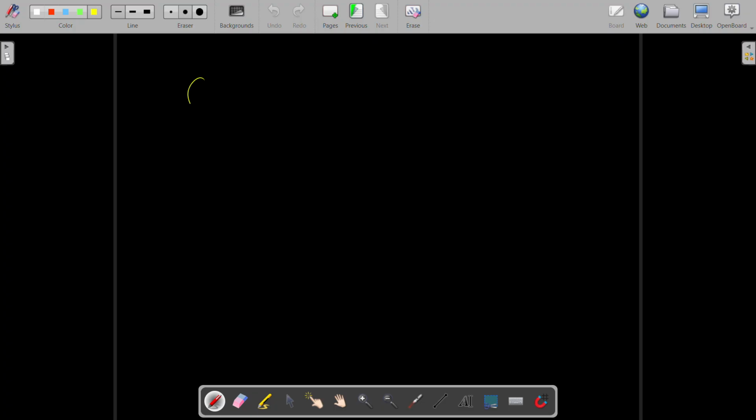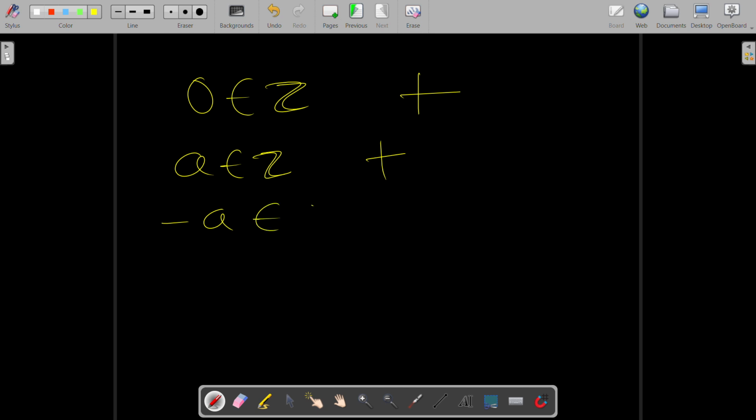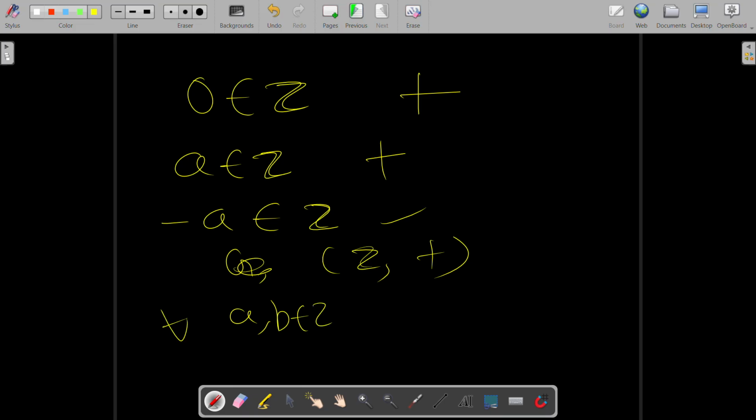Similarly, 0 is the identity element of the set of all integers under the operation addition, and for any element a belonging to Z, under addition its inverse will be minus a, and that will belong to Z, so the inverse exists. So the set of integers under addition forms a group. And again, for every a, b belonging to Z, a plus b will be equal to b plus a, since addition is commutative, so Z under plus will become a commutative group.